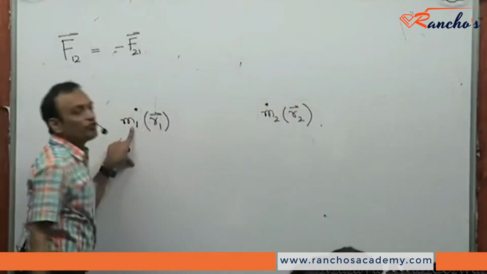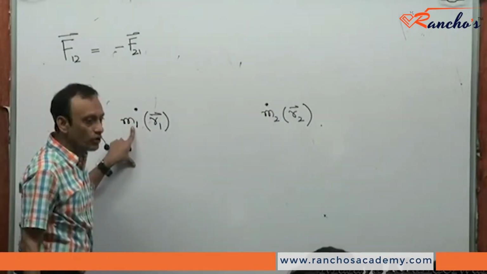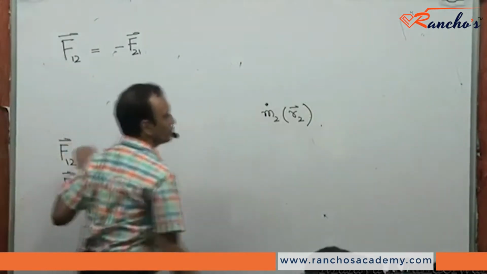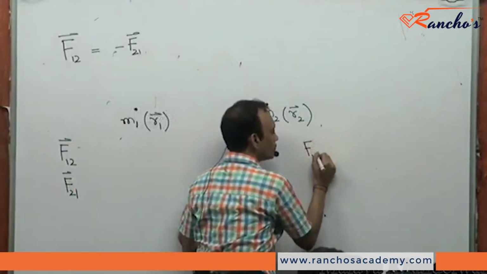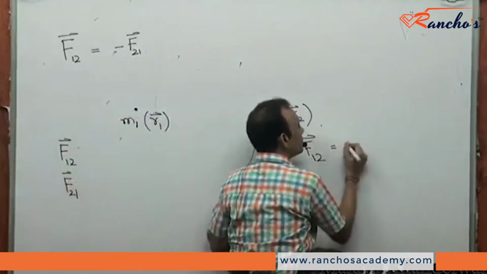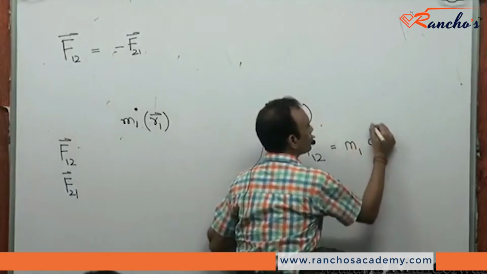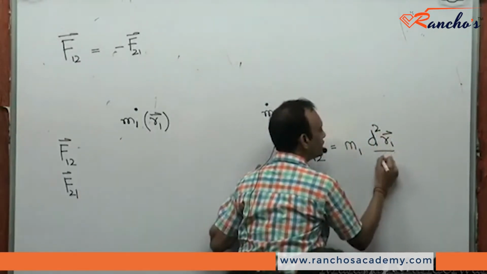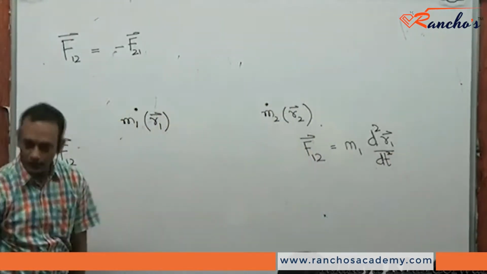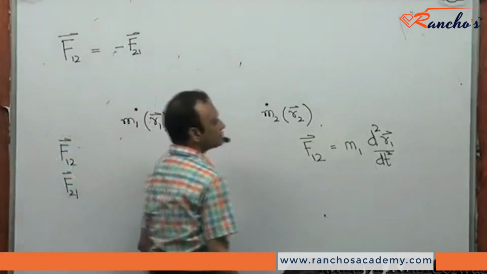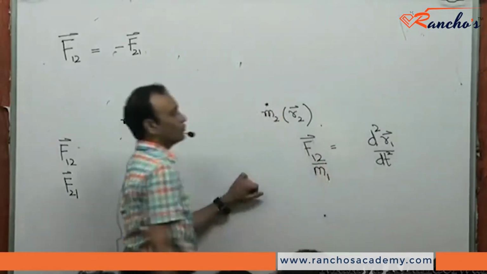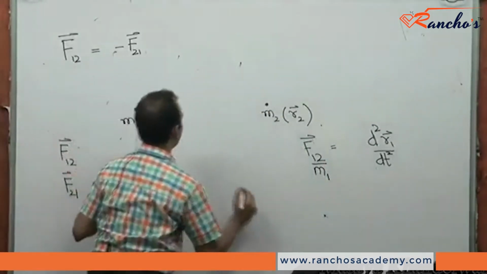Now, the equation of motion for m1. m1 experiences a force F12. This is the cause, and from Newton's second law, this must be mass of 1 into d2r1/dt2, mass into acceleration. If I divide by m1, I get this. Yes or no? Right?